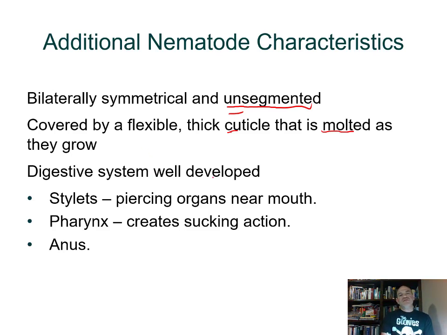Their digestive system is relatively well developed. They're going to have these structures called stylets, which are piercing organs near the mouth. And this would be true especially if they're parasitic. They're going to have a pharynx, which creates a sucking action, and then an anus at the other end. They're not going to have as highly developed a digestive system as an earthworm would.